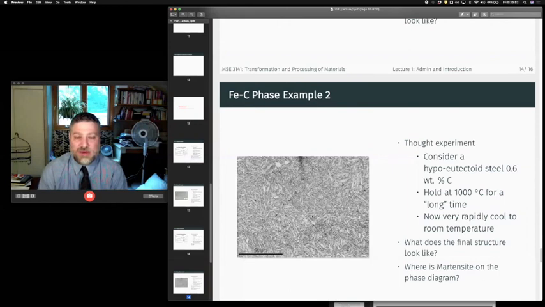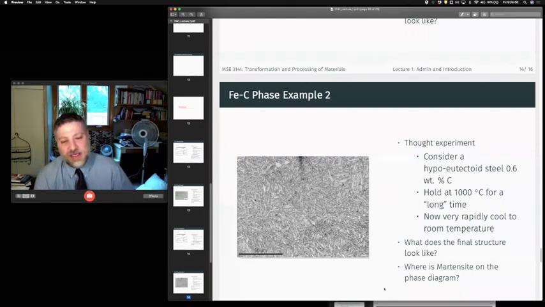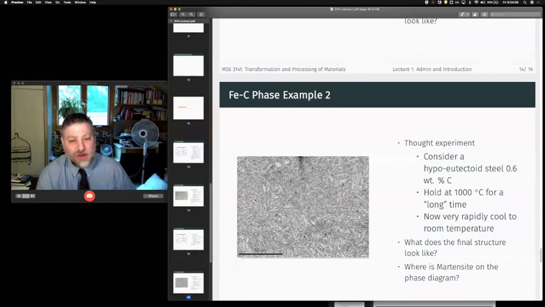Notice how fundamentally different it looks. There is no equilibrium phase present here. There is no cementite carbide. Well, there are, but they're hidden. But for the most part, we see these long lenticular grains.